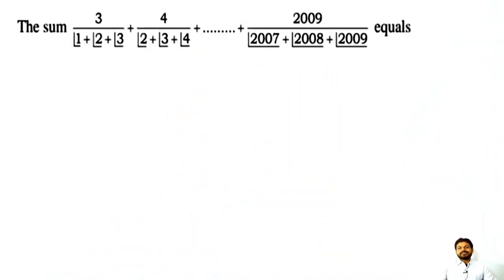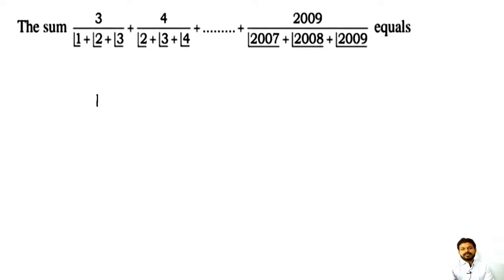See, the sum 3 by 1 factorial plus 2 factorial plus 3 factorial, plus 4 divided by 2 factorial plus 3 factorial plus 4 factorial, plus and so on, plus 2009 divided by 2007 factorial plus 2008 factorial plus 2009 factorial is equal to? Okay, it's a very nice problem. Now let's see how to solve this question.